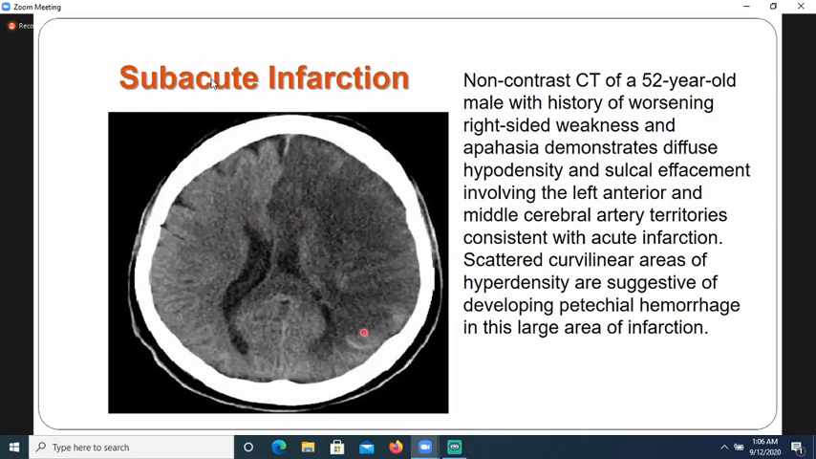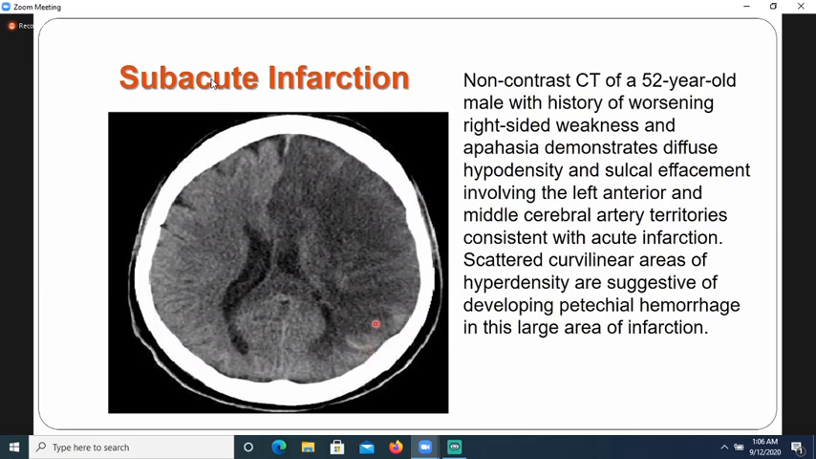There are also scattered white structures. You see this whole area is black, but there are white lines. These likely represent hemorrhage, meaning hemorrhagic transformation in the infarction. So this is the subacute infarction.